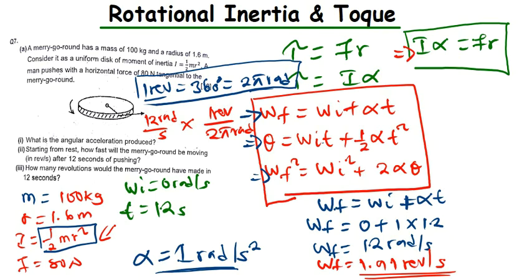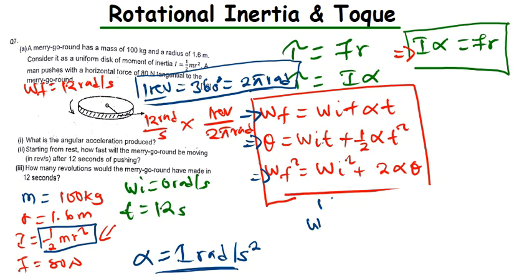Let's now go to part 3, which is saying, let's just put the final here. The final in rad is 12. Then they want us to find the revolution anyway. Now I can get rid of this. So how many revolutions would the merry-go-round have made in 12 seconds?